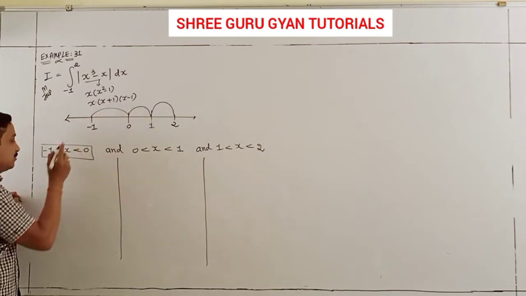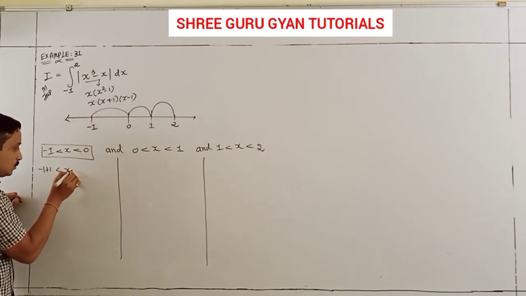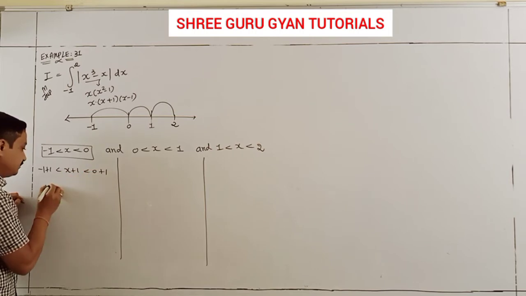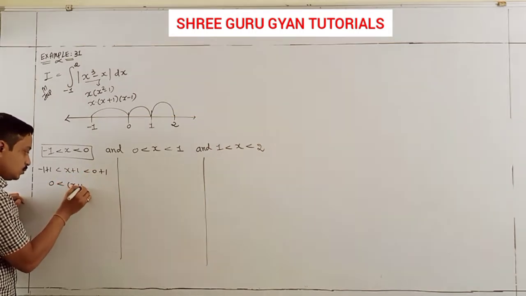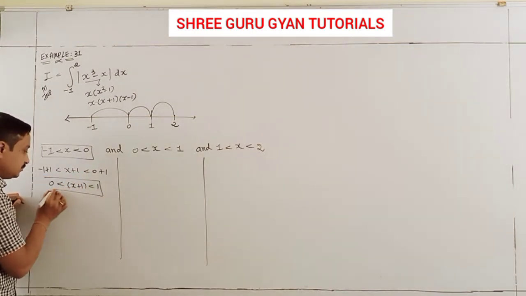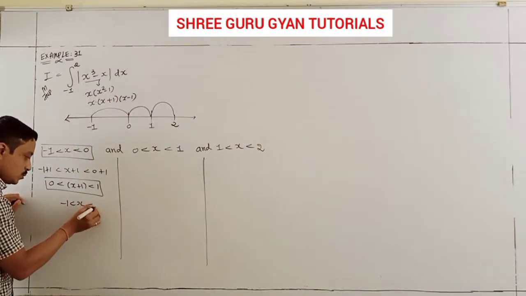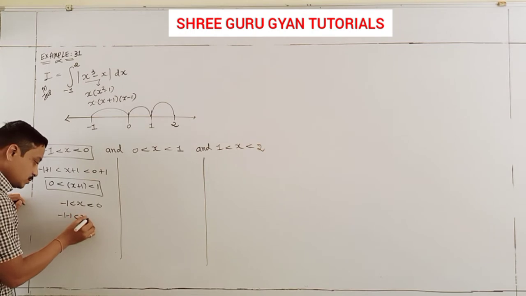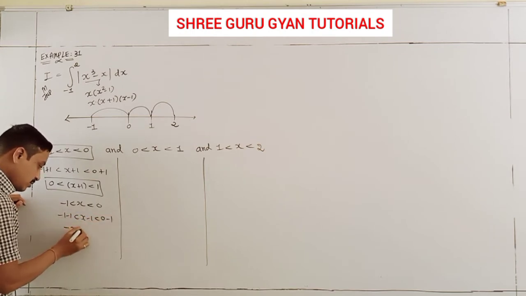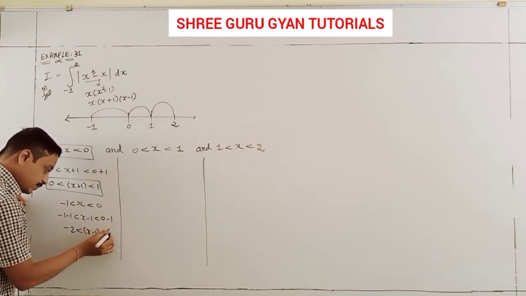Second, I want x plus 1. Adding 1, so it is 0 to 1. And third, I prepare x minus 1. So students, here minus 1, it gets minus 2 to minus 1.